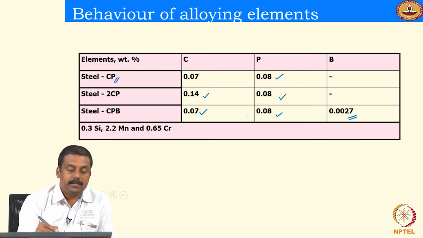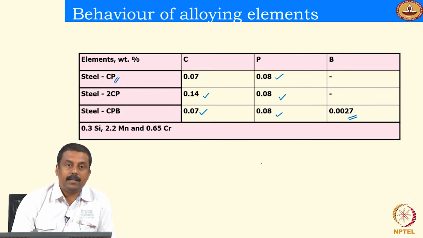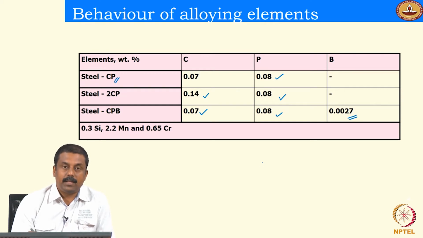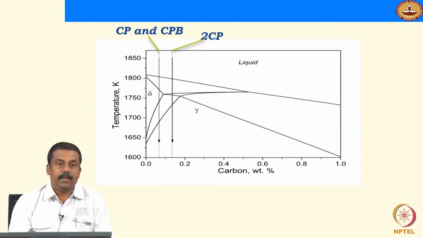By comparing steel CP and 2CP, we can clearly see the effect of carbon on the weldability, on the properties of the weld. By comparing CP and CPB, we can see the effect of boron addition on the weldability. So from these examples, we can understand the role of alloying elements clearly during welding. Right, so we will move on to the phase diagram.